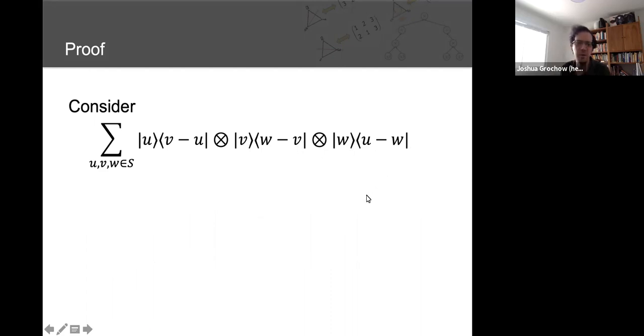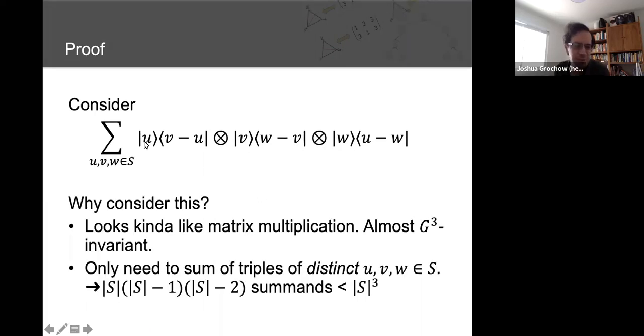Okay, why would we look at this sum? Well, on the one hand, it looks kind of like matrix multiplication because it does have these terms UV, VW, WU. It's also, if S is a G orbit, almost G cubed invariant. There's some issue with whether G is too transitive, and there are some signs here, but it's almost G cubed invariant. So it almost really is matrix multiplication.